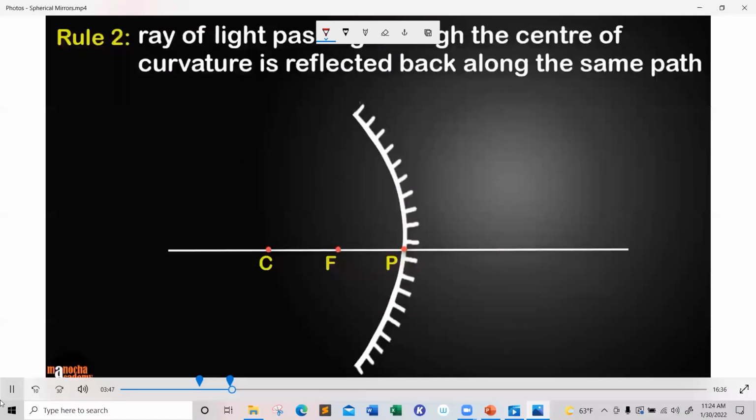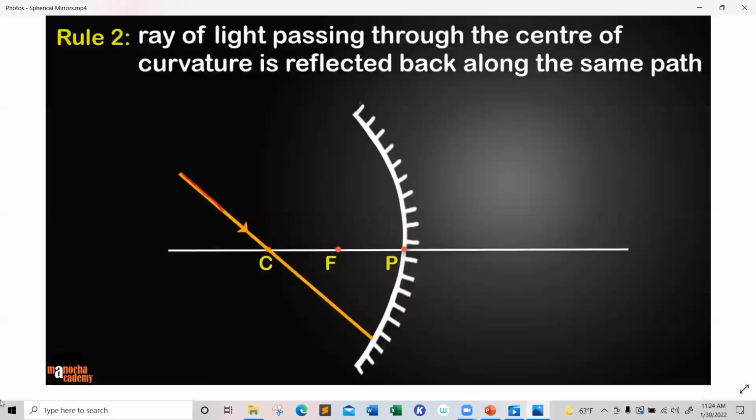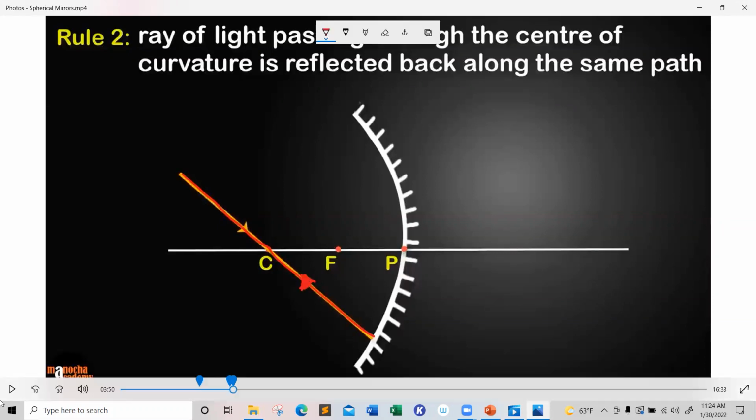Rule 2. A ray of light passing through the center of curvature. Can you tell me how it will pass? He has talked about the incident ray. After reflection, it will pass how? Can you tell me? Along the same path, through the center. Right. If it is passing through the center of curvature, it will pass along the same way. After reflection, it will go back the same way. Okay, it will go back along the path it came from. In my lecture, it is rule number 3.